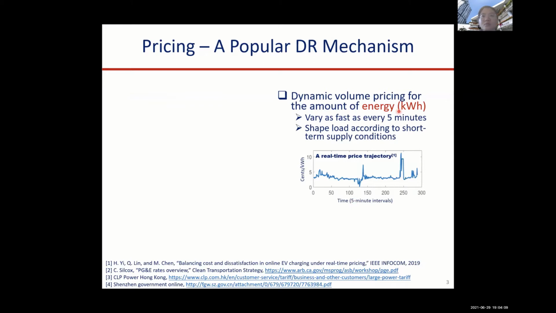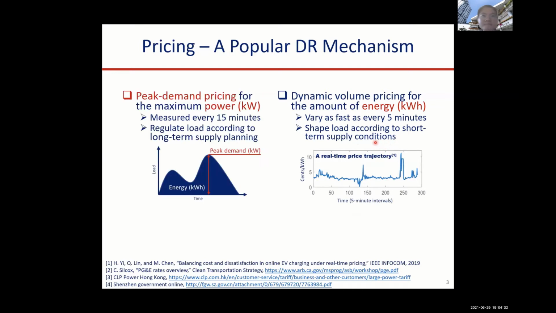Utilities first introduce volume pricing for the amount of energy as a real-time price trajectory. As we can see, utilities use the time-based electricity price differences to motivate customers to shift the load according to short-term supply conditions. The electricity price can change as fast as every 5 minutes. In addition, utilities introduce peak demand pricing specifically for the maximum power during a billing period. The power is measured every 15 minutes. The purpose of peak demand pricing is to regulate load according to long-term supply planning.